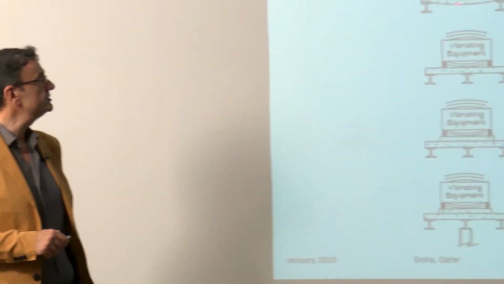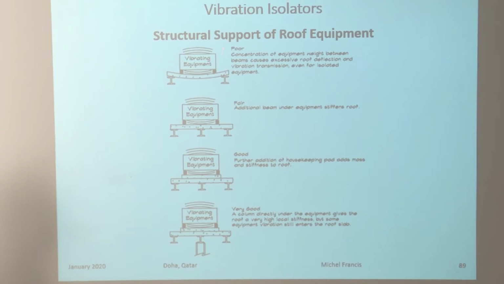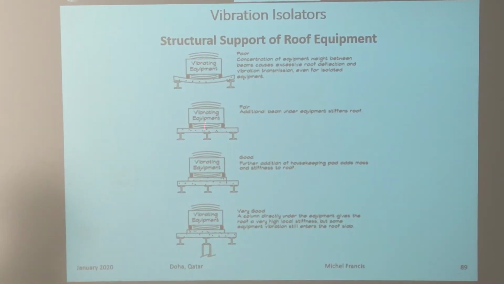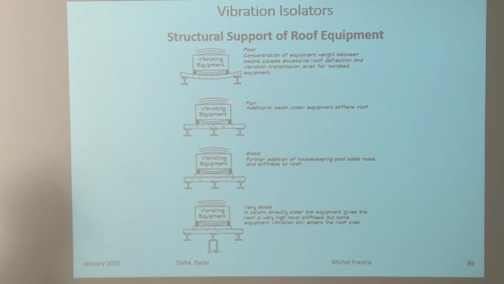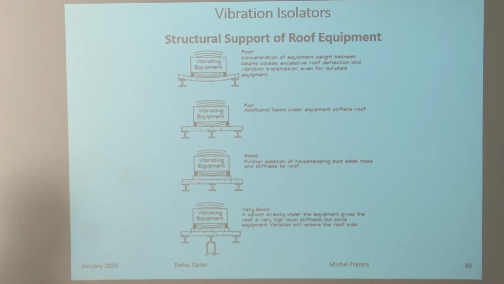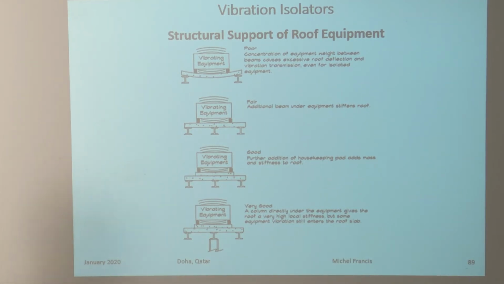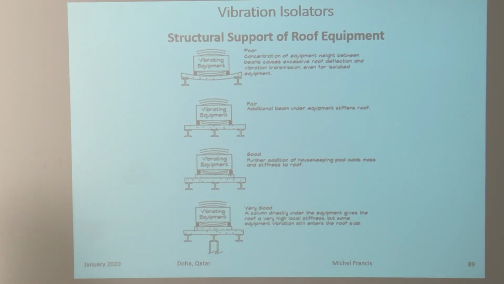So this is what I was telling you about. If you have vibrating equipment, and here you see the supports are on the sides, and in the middle the slab is clear, then this is poor installation. That's not good. Once you put a beam in the middle, that's going to be better. If you add an inertia pad, that's going to be even better. And if you add a direct concrete column support, or not necessarily concrete, or vertical support under that beam, that would be the best installation for any equipment on the roof. And that would reduce the vibration transmission to the least. All right?